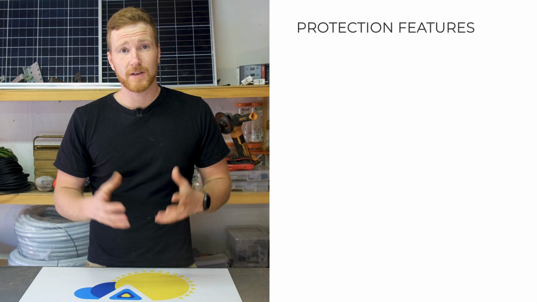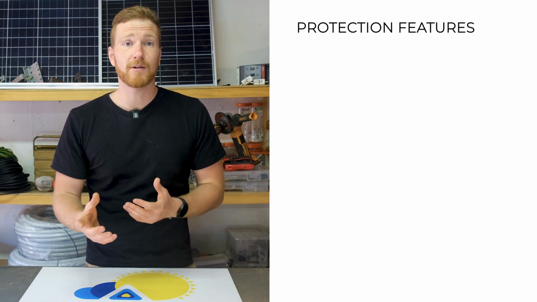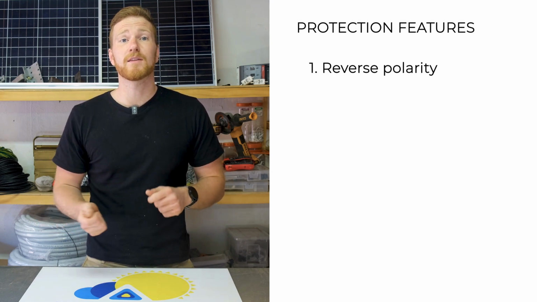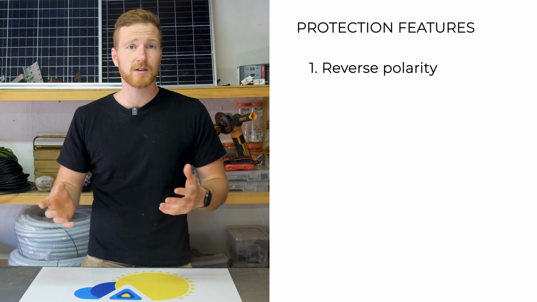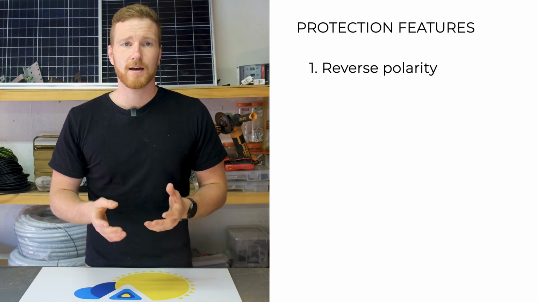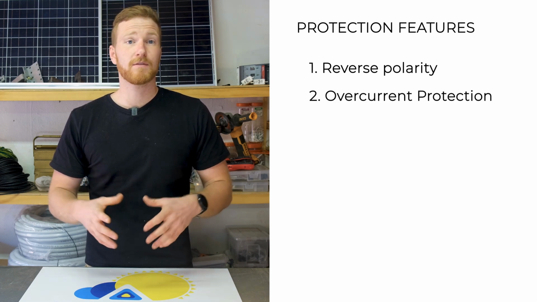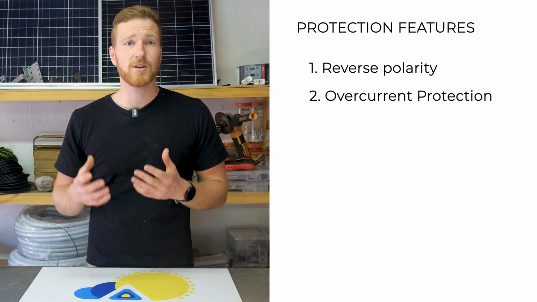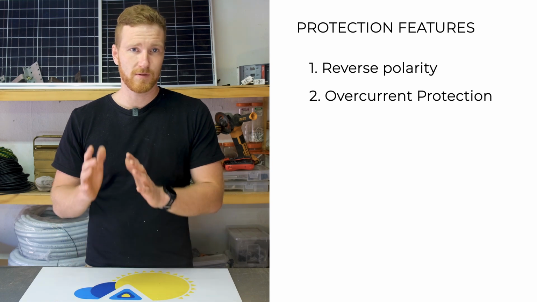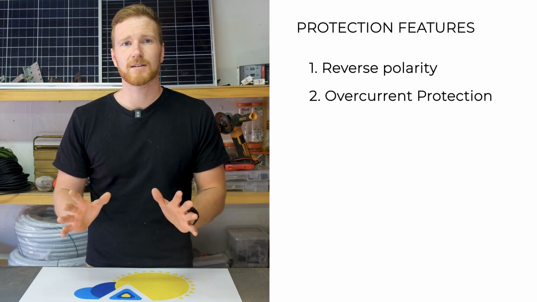So there are protection features on the inverter, such as reverse polarity protection. If you accidentally wire the positive and negative terminals of the panels the wrong way, the inverter will detect this. Then there is overvoltage protection. If the utility grid's voltage somehow surges, your inverter will make sure that it stays protected.